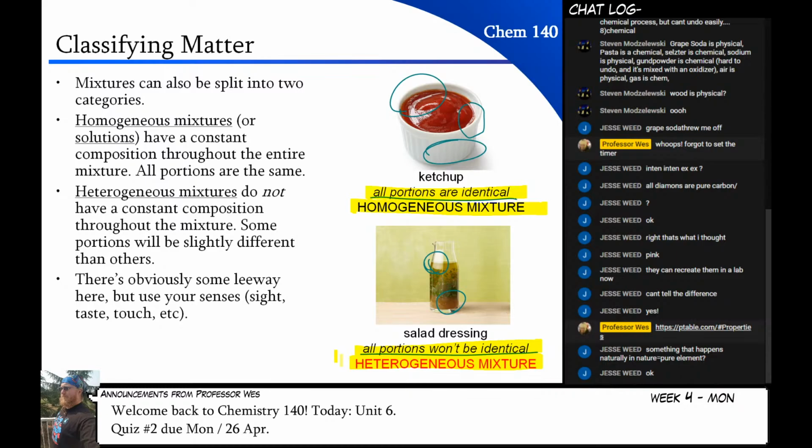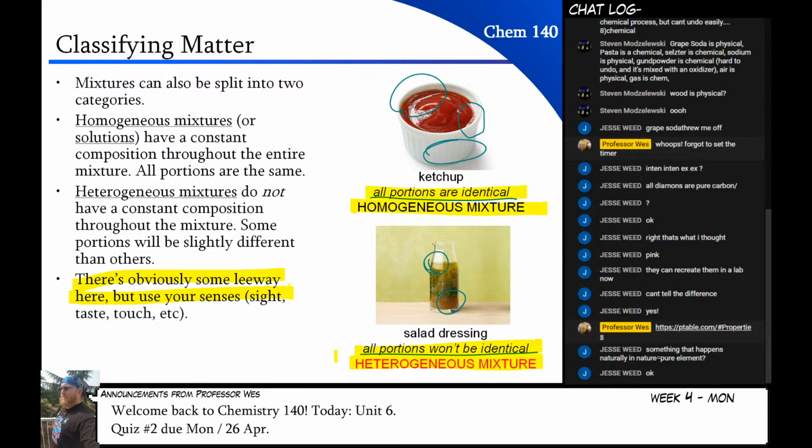Now, the problem with these definitions, homogeneous versus heterogeneous, is that some of you are going to fall into this situation where you look at an answer and you're like, I'm not sure. It could go either way. There is some leeway here. There is a middle point where the result just ends up being ambiguous in some way. And there are some questions on the quiz that are like that.